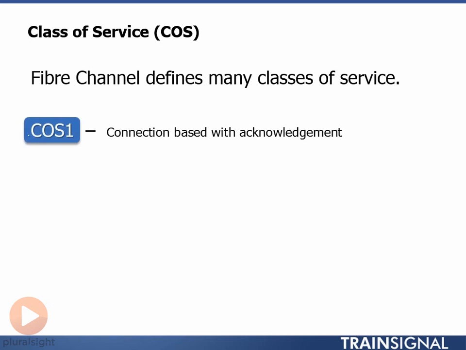Class 1 connections consume the full bandwidth of the link while the transmission lasts, and it utilises acknowledgements to ensure reliable, in-order delivery of frames. However, Class 1 isn't widely implemented, and you're not likely to come across it.